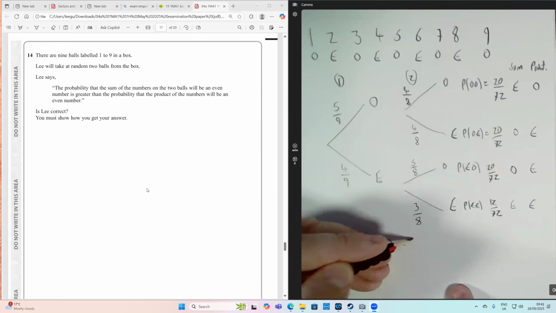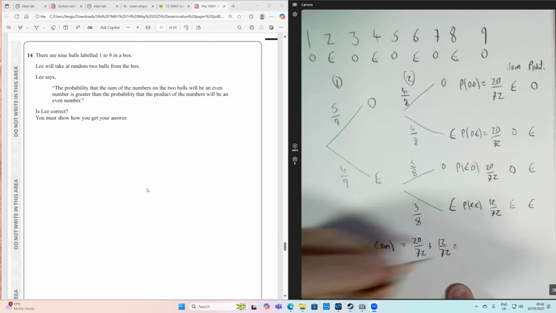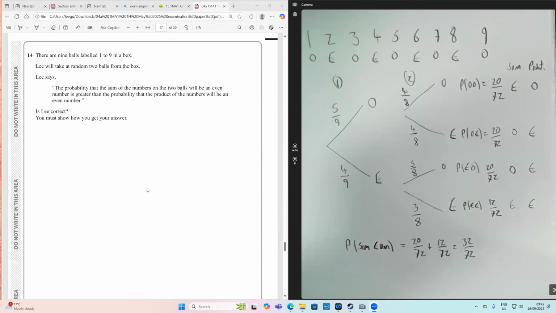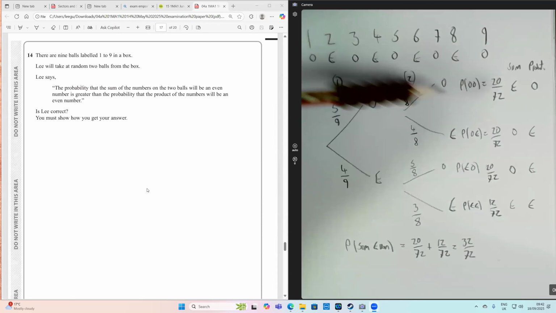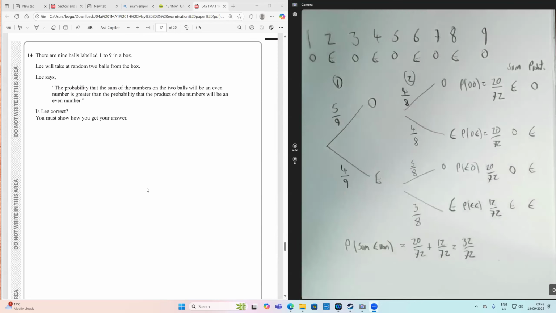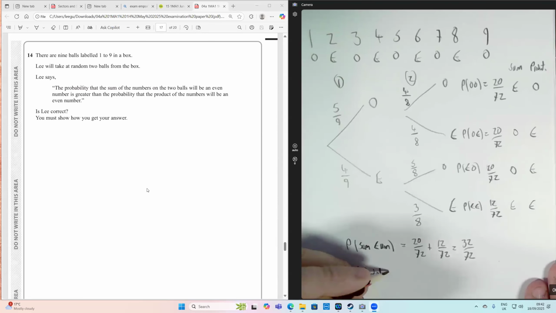So the probability is going to be 20 over 72 add 12 over 72, which is 32 over 72. An interesting point is quite often if you work these out on your calculator it will cancel them down. I prefer to leave them as they are without cancelling and then cancel the numbers down in the final stage. It just makes it easier for a direct comparison. So we found the probability that the sum of the two numbers that Lee picks is even. It's 32 over 72.